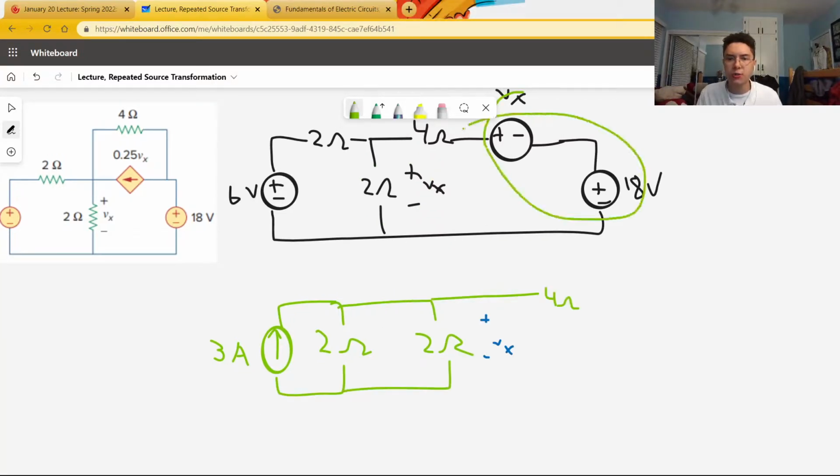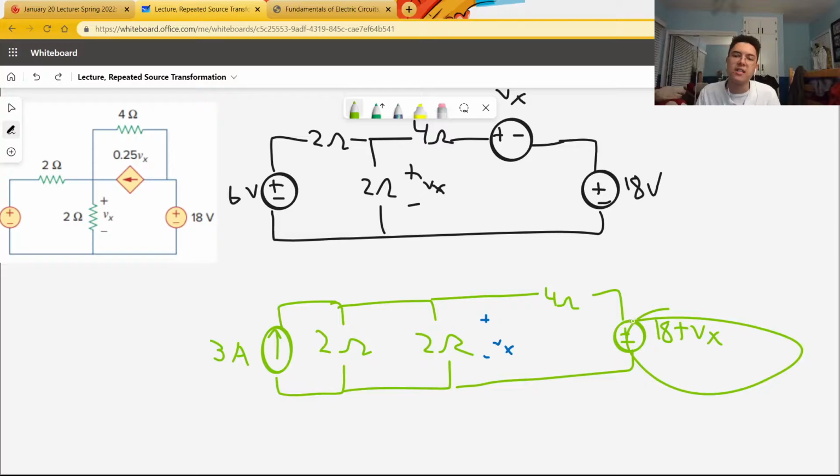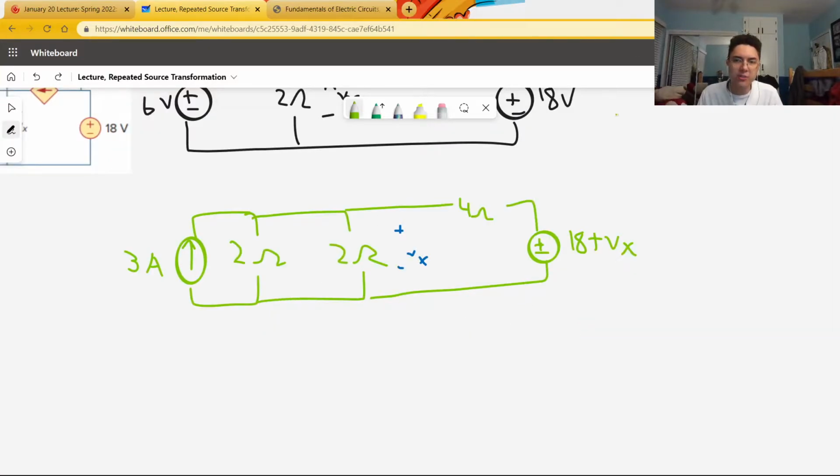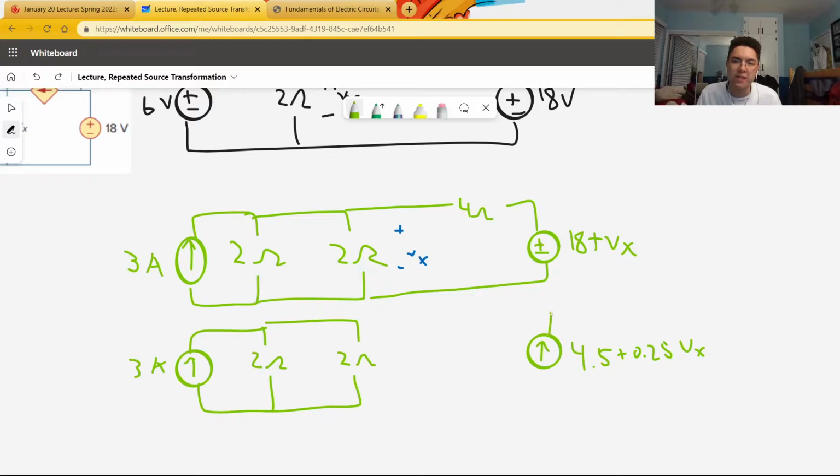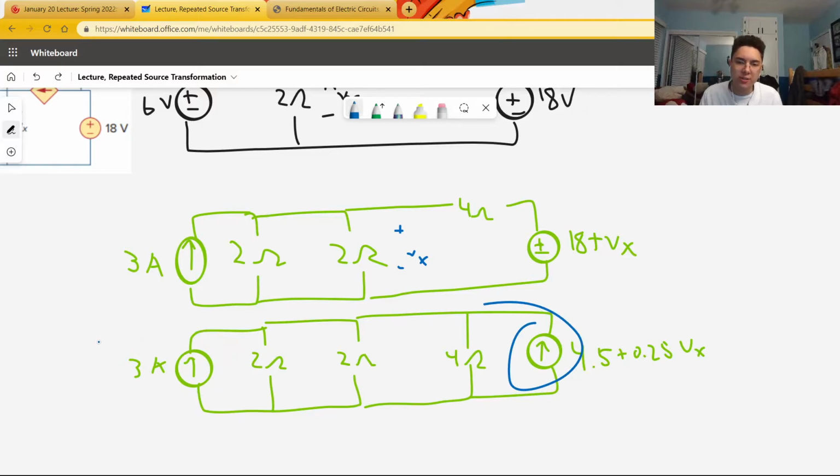Now observe that these two voltage sources can be added together. They are both in series and they have the same negative positive terminals, so they can be added together as 18 plus Vx. Then once again, that can be source transformed into 18 plus Vx divided by 4 as the current source, because 18 plus Vx divided by 4 is V over R. Note that 18 plus Vx over 4 is 4.5 plus 0.25 Vx. And then, of course, we'll fill in the 4 ohm resistor in parallel instead of in series because the source transformation has occurred. Finally, we can add these two current sources together into one.